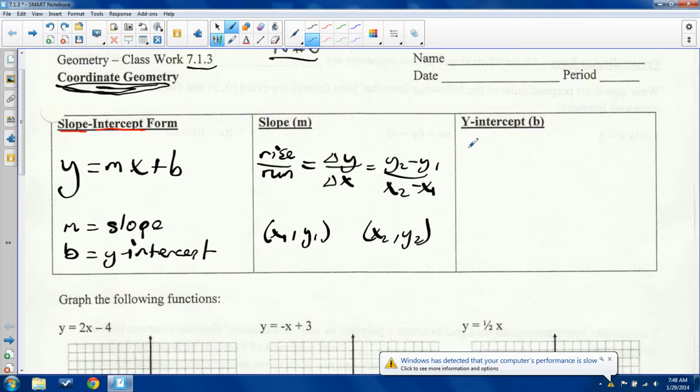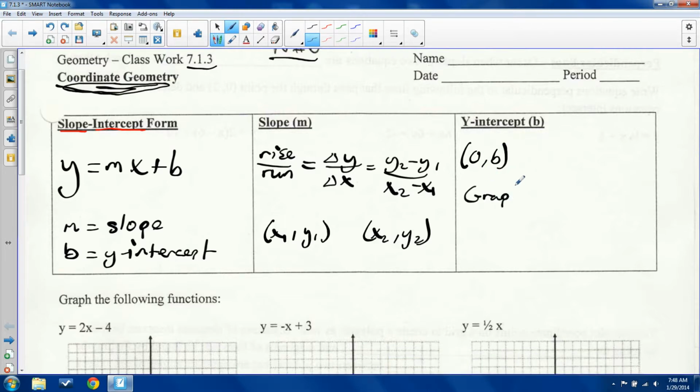Okay, and your y-intercept is the location. I'll just put 0, b. It's the actual coordinate point where your graph crosses the y-axis.